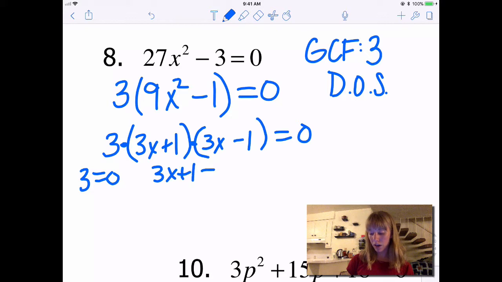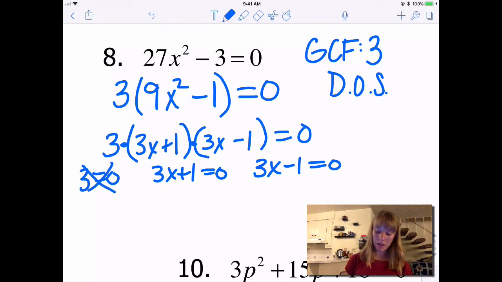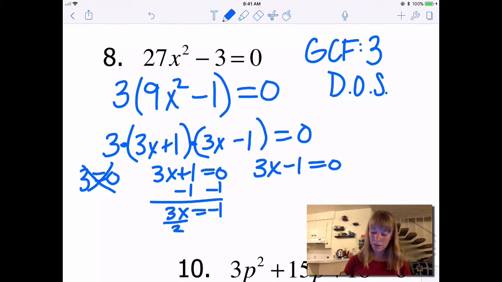3x plus 1 equals 0, and 3x minus 1 equals 0. First and foremost, 3 can never equal 0. Get rid of that one. Doesn't really help us. But the other two, I can subtract 1 on both sides, and 3x is negative 1. Divide by 3 on both sides, and x is negative 1/3.